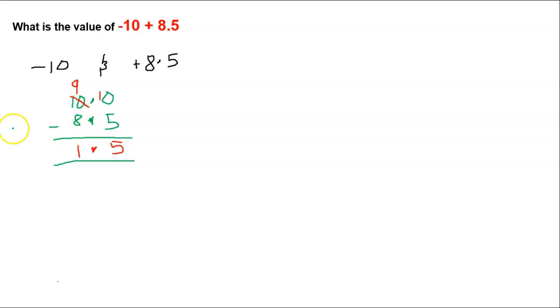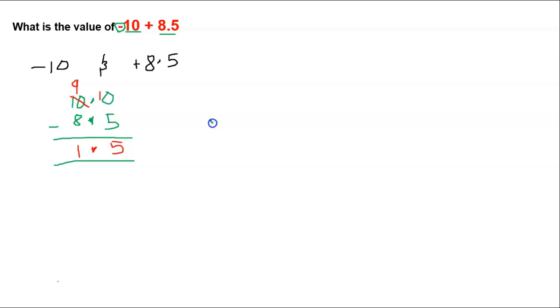Now we have to ensure that we keep the sign of the larger number. The larger number is 10. 10 is larger than 8.5, so since the negative sign is associated with 10, our answer must be negative.